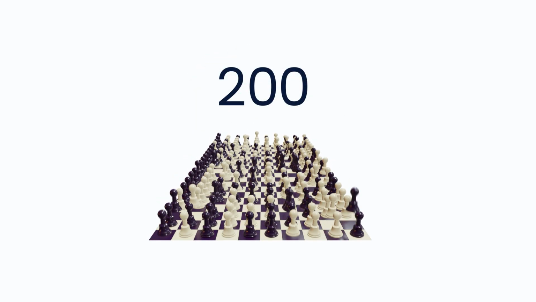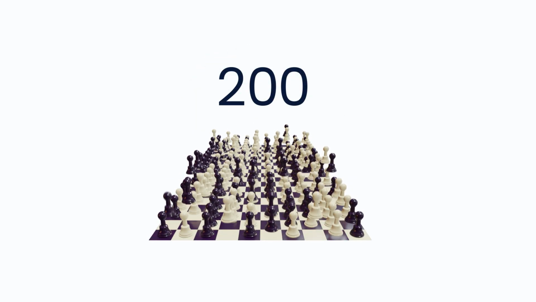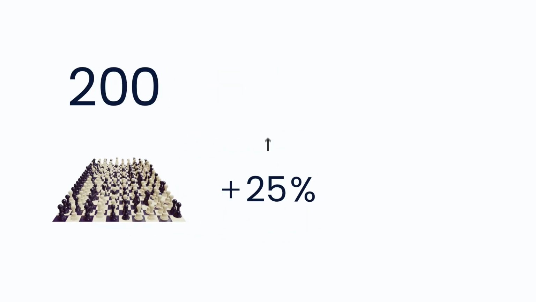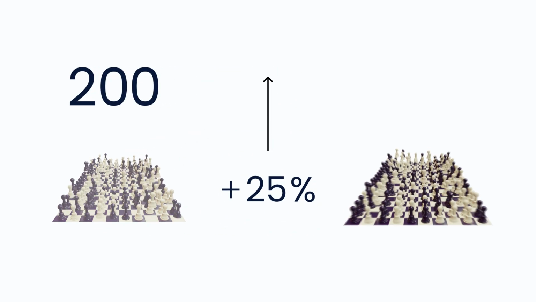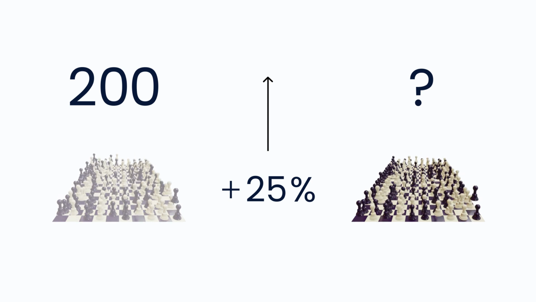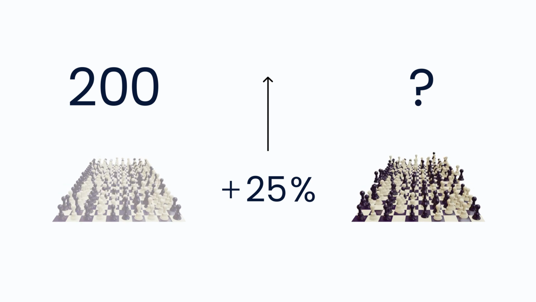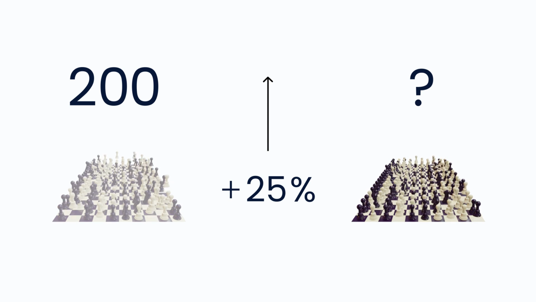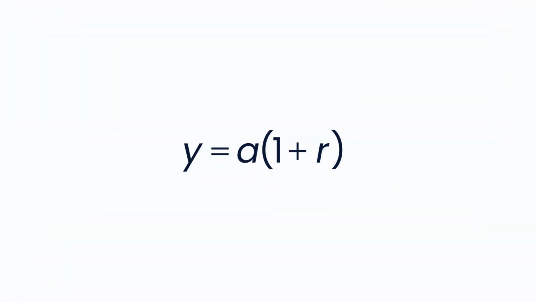A chess club has 200 members. Their goal is to increase their number of members by 25% the following year. How can you use a formula with a growth factor to find the number of chess club members they want to have by the following year? The smart thing to do is to use this formula with a growth factor. Y equals A times the quantity 1 plus R.